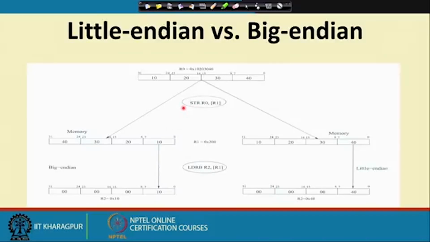But if you are doing a byte loading, like say this instruction LDRB, load byte, then into the R2 register I will be loading the content of the memory location pointed to by R1. So, in this case R1 is pointing to the byte containing the value 10. So, 10 will be loaded, and in the little endian format, this R1 will be pointing to this location 200, which will have the value 40. So, the 40 will be loaded into R2. The difference will come at this position. Otherwise, if you are reading and writing at word level, then there is no difference.